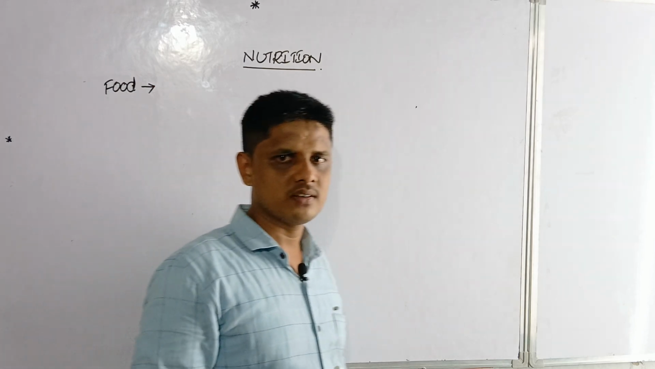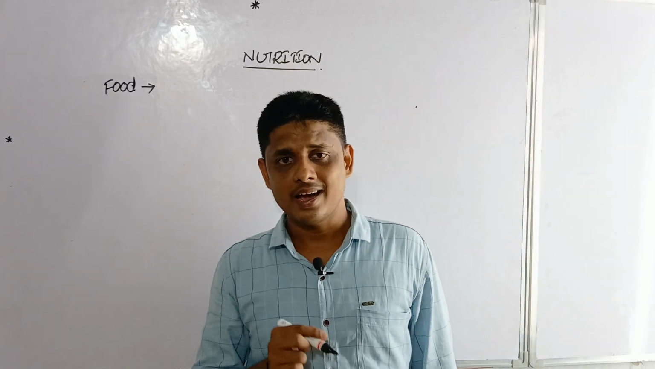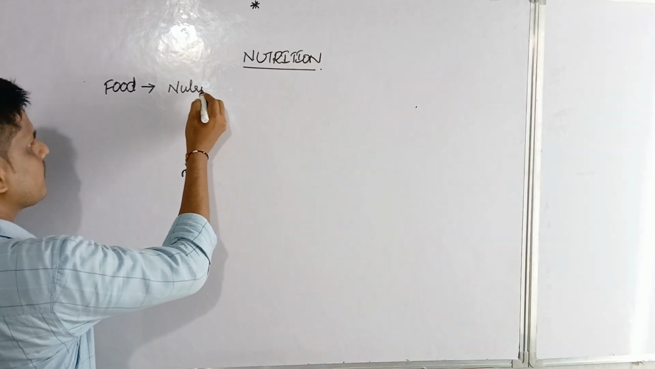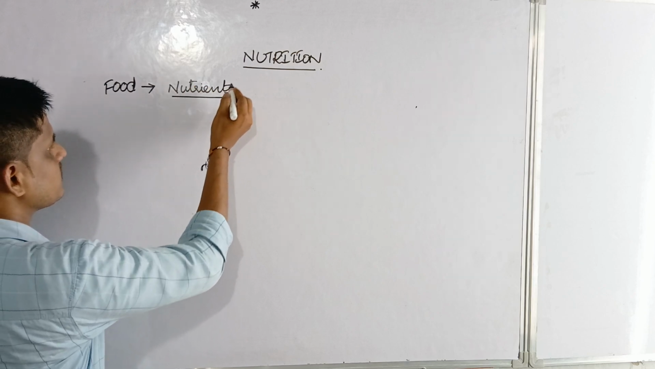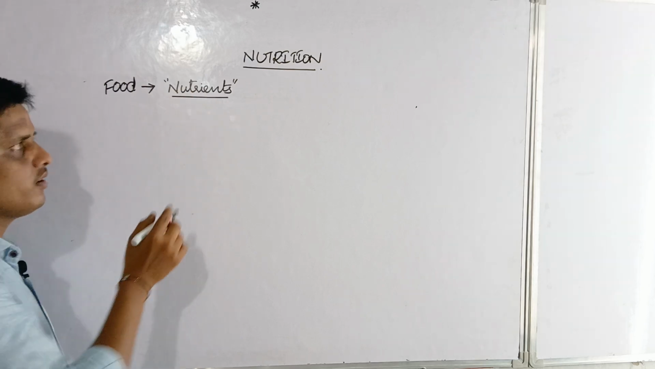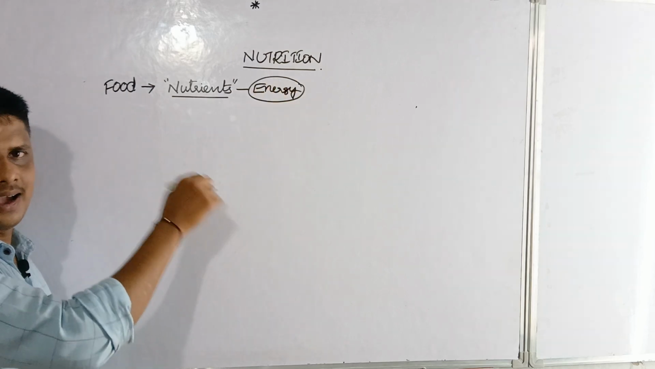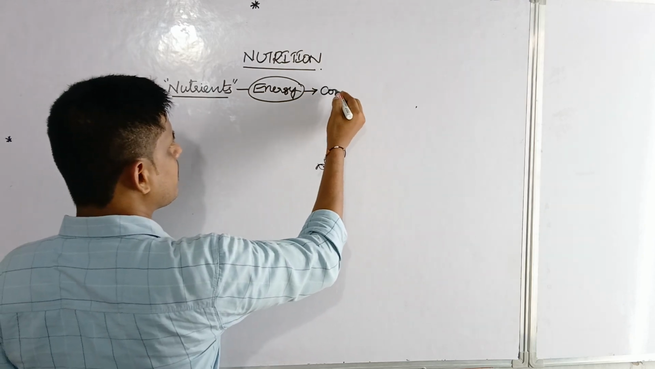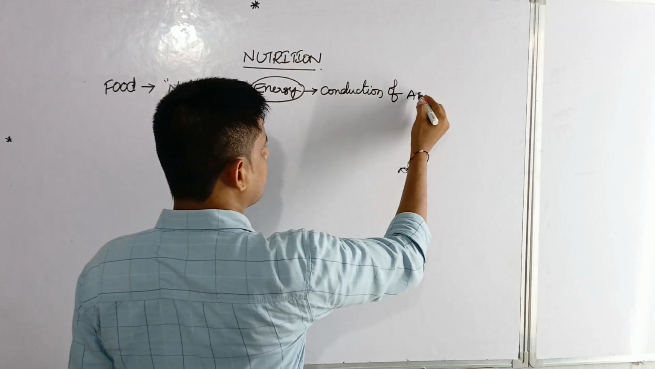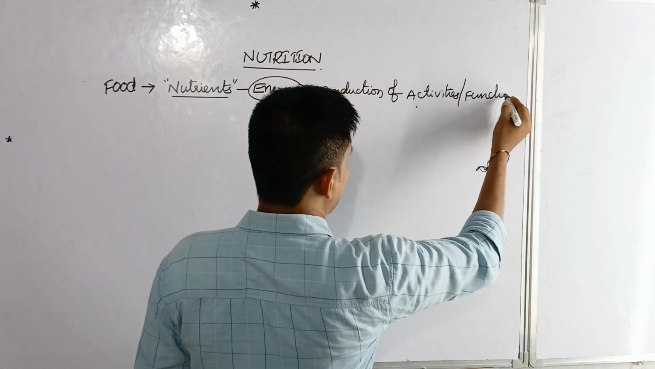Let me ask you one question: what are the components present in the food that give you energy? The answer is that food has components, and the components are nothing but the nutrients. The nutrients present in the food give energy. And this energy is useful for the conduction of activities or functions that happen in our body.